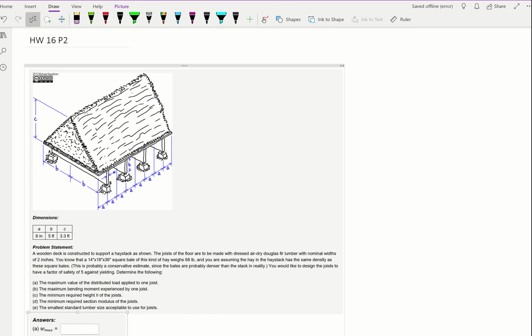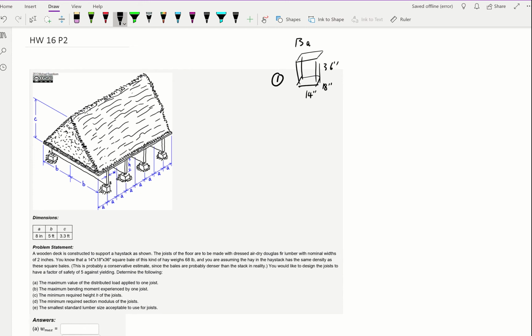Okay, so let's go through this logic together. First of all, they give us this bale. It's a square bale, and it's something like that. That's a bale. And they give us a dimension: 14 by 18 by 36. And it weighs 60 pounds. If it weighs 60 pounds, in other words, the mass is going to be 60 pound mass also, because 1 pound mass weighs 1 pound force.